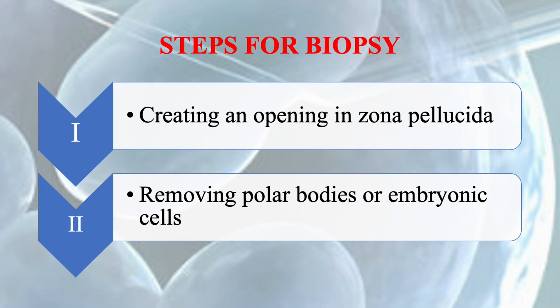Coming on to steps for biopsy. So first step is creating an opening in the zona pellucida. Second step is removing either the polar body when we are taking the biopsy from the oocytes, or embryonic cells when we are taking the biopsy from the embryos. In case of the cleavage cell, it is the blastomeres, which is usually 1 or maximum 2, while in case of the blastocyst, it is the trophectoderm cells, which will be anywhere between 5 to 10 cells.